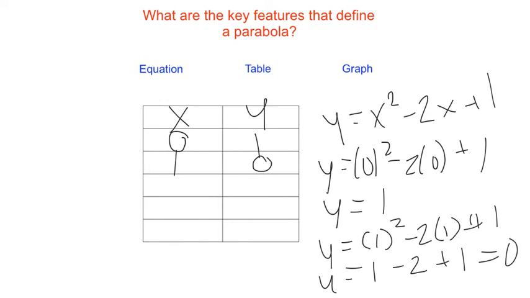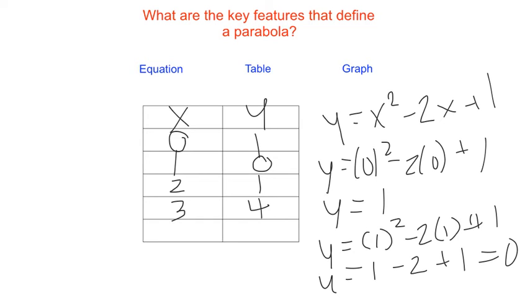Okay, if you continued on this path, so for example, when x is 2, y would be 1. If x were 3, then y would be 4, and so on and so forth.